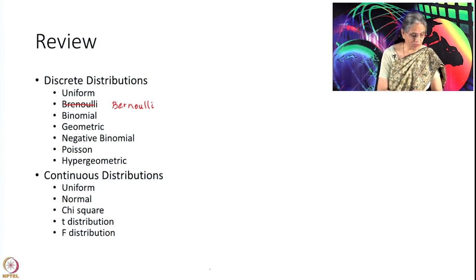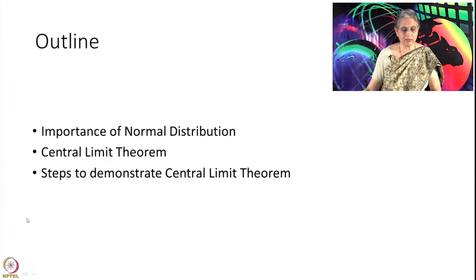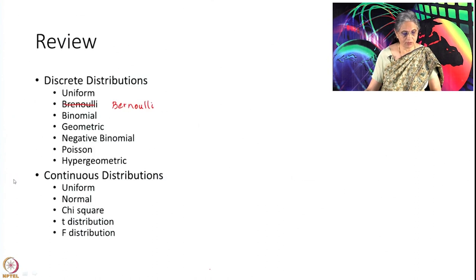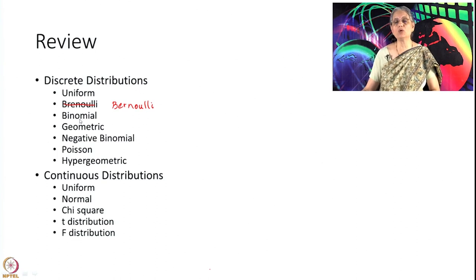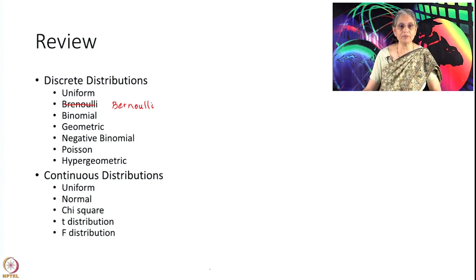Then we found that there are three distributions which come out of repeated Bernoulli trials. The first one is a binomial distribution, where you carry out n independent Bernoulli trials and look for the number of successes, or number of trials which has resulted in success. Then comes the geometric distribution in which you wait till the first success occurs in your trial. So, you carry out a number of trials till the first success is encountered.